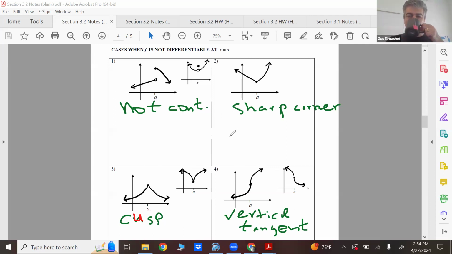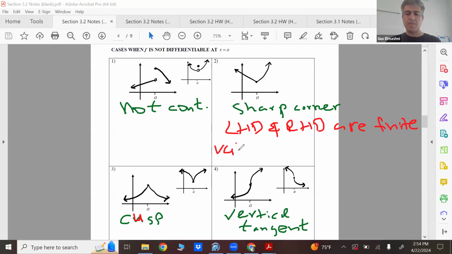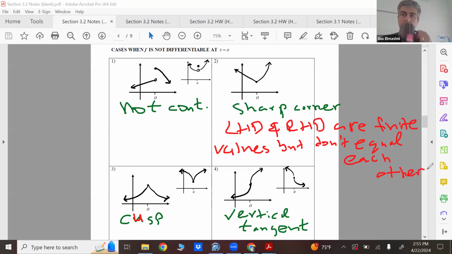Okay. So sharp corners. This is when the LHD and RHD are finite values, but don't equal each other.